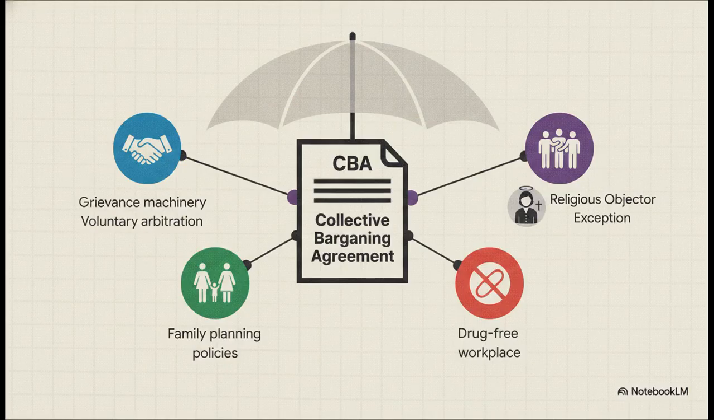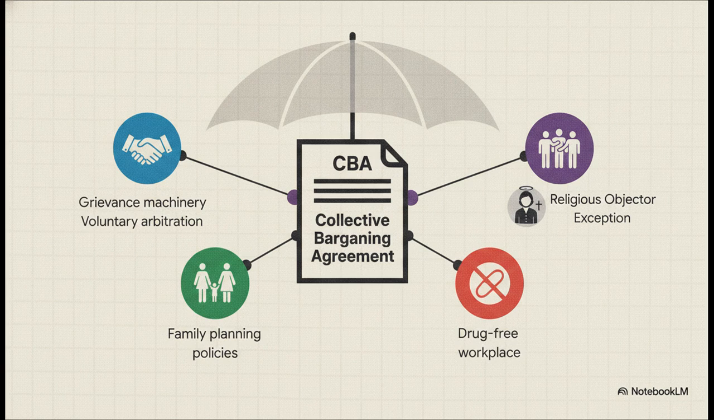And inside these agreements, the law actually dictates that certain mandatory items must be included. You can't just wing it. You have to include things like a grievance machinery, voluntary arbitration processes, and specific policies for family planning and a drug-free workplace. You'll also typically find union security clauses, which are stipulations that actually compel employees to join the union in order to maintain their employment.